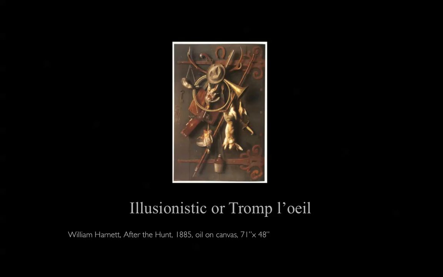They want you to feel like you could walk up to this painting, in the case of William Harnett. He wants you to feel like you could walk up to it and actually feel the fur on that rabbit, or take that hat off the hook and put it on your head. So they're kind of trying to get us to come up and try to interact with the image, that we would be so fooled by it. So illusionistic or trompe-l'oeil.